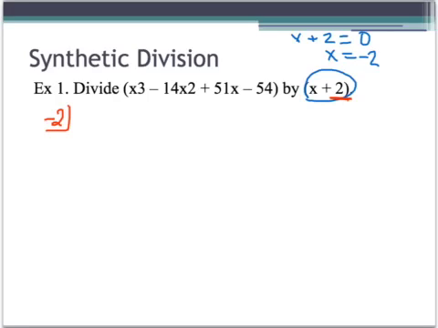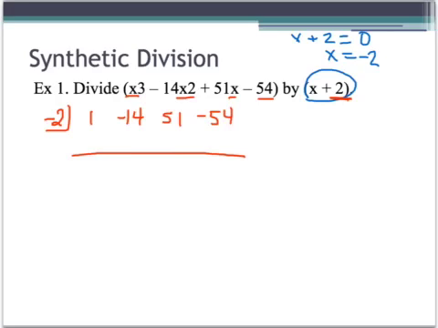Now I want to use the coefficients of all my terms, but I have to make sure that I have all terms. So I have an x to the third, x squared, x to the first, and my constant. If I didn't have a term, I would need to use 0 as a placeholder. So I'm going to write my coefficients down right here. Okay, now I'm going to leave an empty space, and I'm going to draw a line.